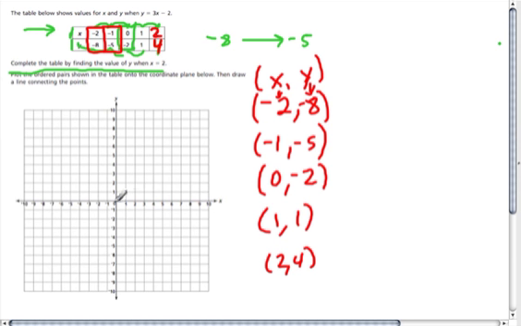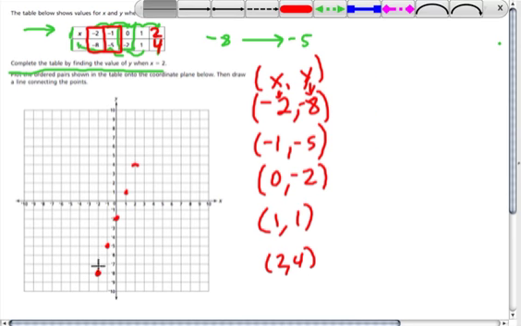-2, -8. I start from the origin, -2 in the x direction, and then down 8 on the y direction. Next we have -1, -5, right here, 0, -2. Notice we're going up 3 and over 1. It's because our y increases 3 for every 1 that our x increases. And we just keep following this pattern. We have 1, 1, and then 2, 4. And then we connect these points with a line.